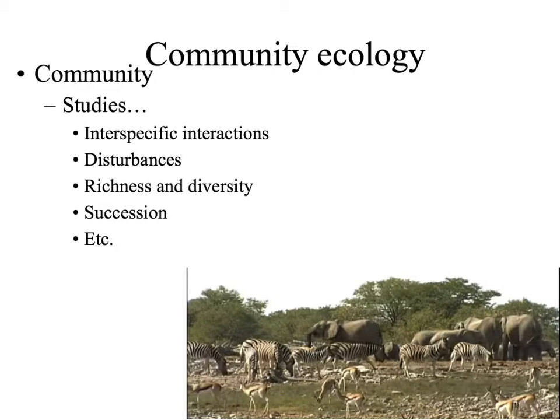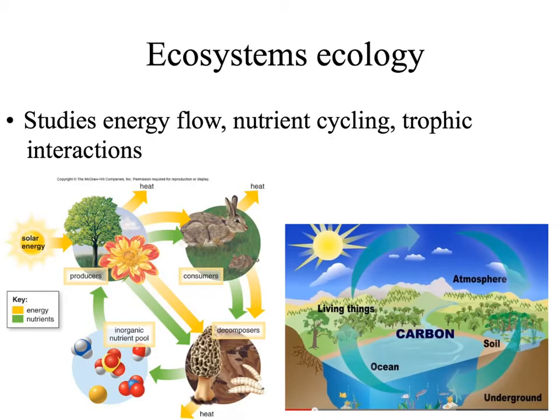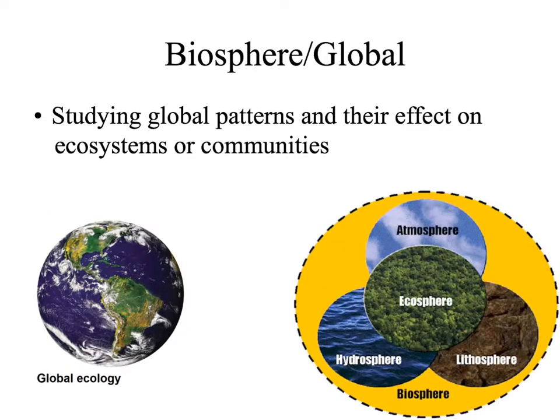Community ecology studies interspecific interactions, which are interactions between the different populations. We can look at things like disturbances, richness and density, and succession of our community. Ecosystems study energy flow, nutrient cycling, and trophic interactions. This takes into account abiotic factors such as nutrients or energy flow, as well as interactions with the living organisms.